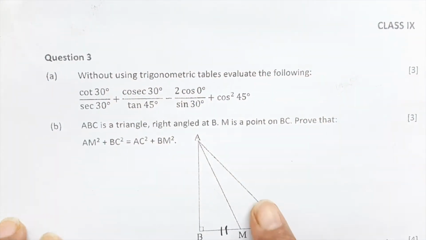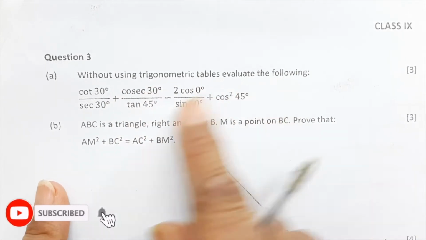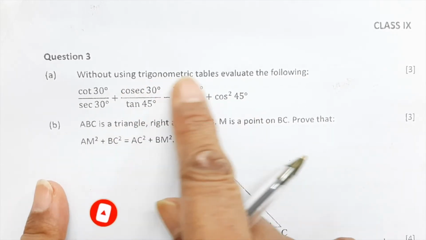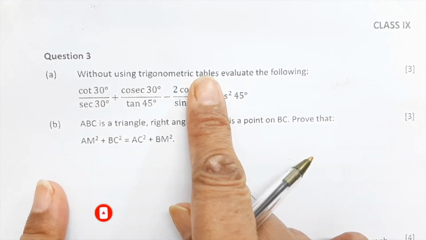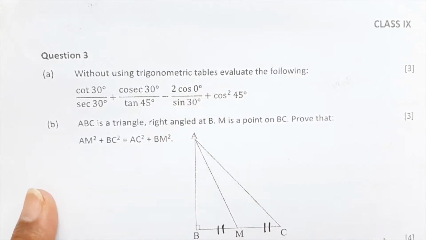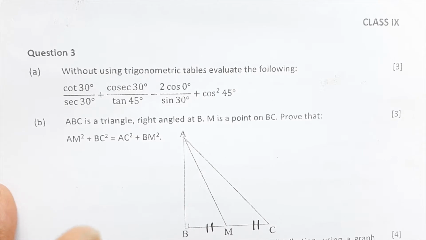Let us look at our question number 3. Without using the trigonometric tables, evaluate the following, and we have been given this. Now, without using trigo table means that you cannot use the log table to find out like tan of 30 or tan of 60. You cannot use the table, but you will have to use the standard angle table. First of all, you must have the standard angle table ready for this. So let us see how we solve this.